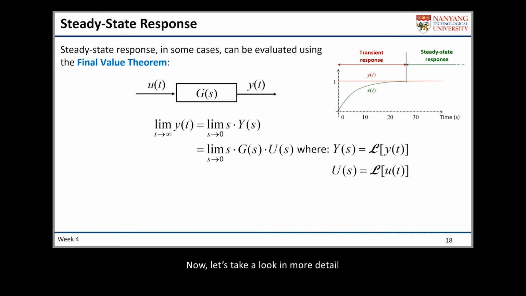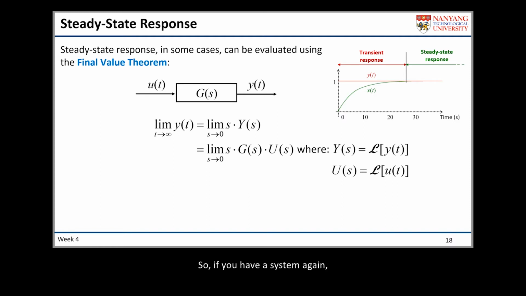Okay, now let's take a look in more detail at the steady state response. Steady state response is the later part of the output. This means we are looking at the response in the future, when time approaches infinity. This will ring a bell to us. We can evaluate the steady state response using the final value theorem. We have already discussed this final value theorem in the first week.